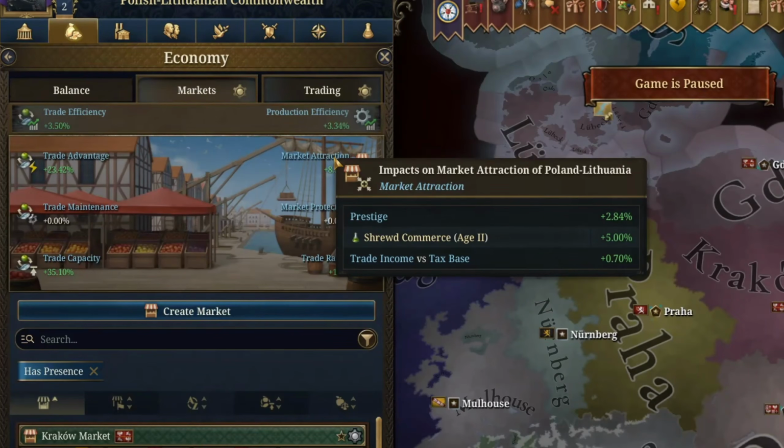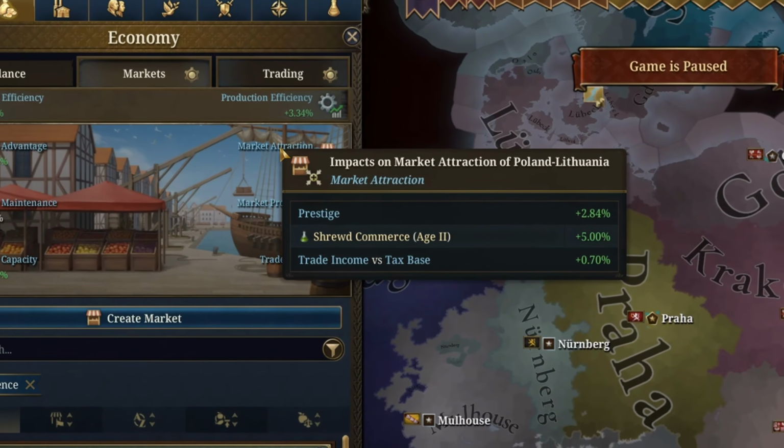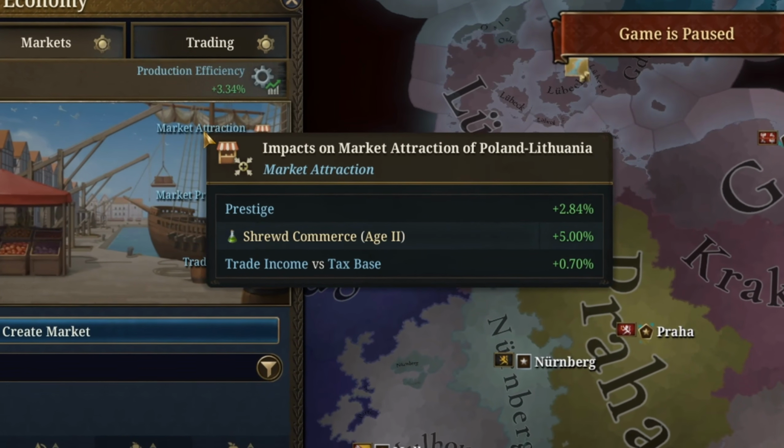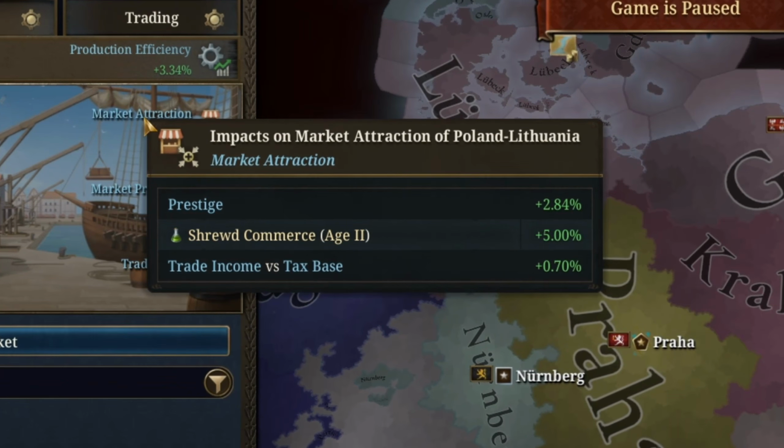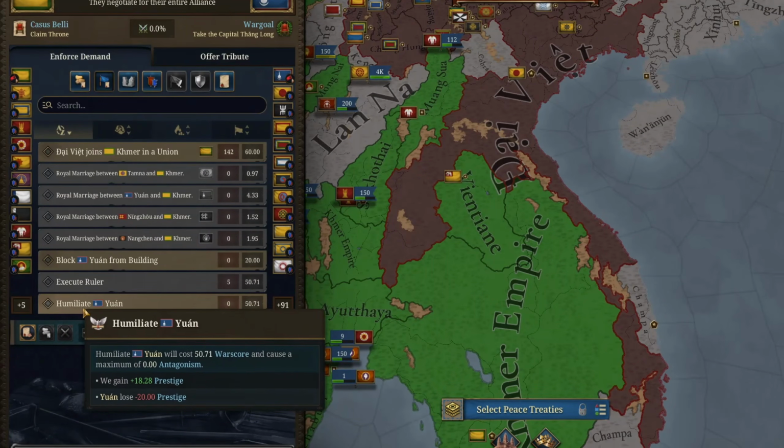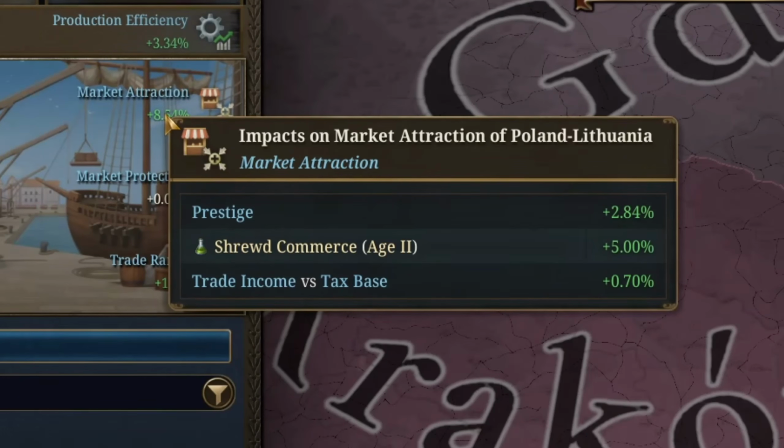These are best divided in your mind into national bonuses, which include prestige bonuses, technology bonuses, privileges, and government forms. Prestige is easiest to gain, of course, by humiliating a country in a war. And the last very unclear statistic is trade income versus tax base.